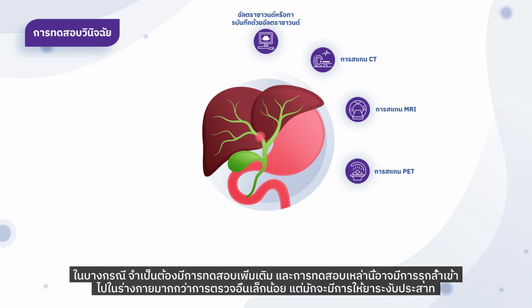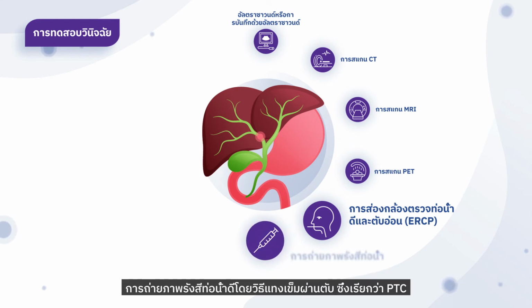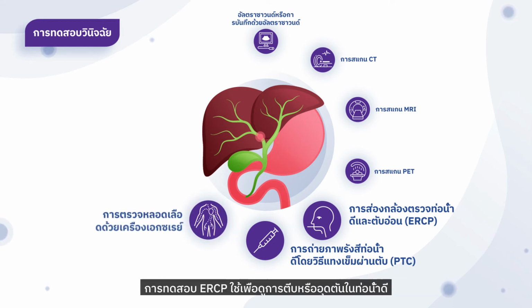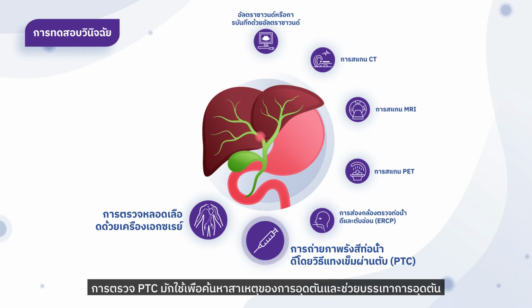In some cases, more tests are needed, and these may be a little more invasive, but sedation is often given. These may include X-ray-based tests such as endoscopic retrograde cholangiopancreatography, also known as ERCP, percutaneous transhepatic cholangiography, which is known as PTC, or an angiogram. ERCP is used to see any narrowing or blockages in the bile ducts and involves having a long tube with a camera passed down the throat to the small intestine and common bile duct. PTC tends to be used to find the cause of the blockage and to alleviate it.